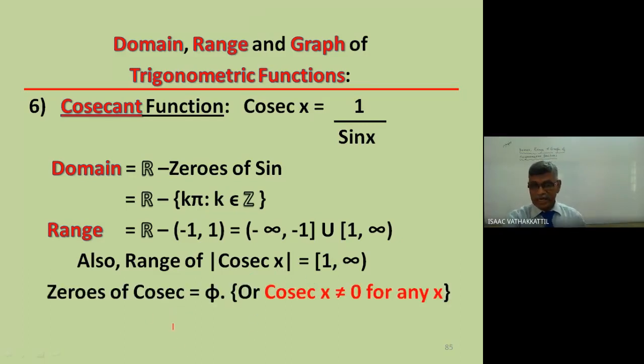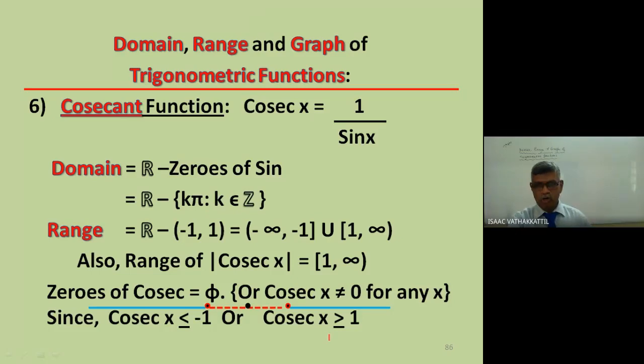Zeros of cosec x is again the null set because cosec x cannot be 0. Cosec x cannot be any value between minus 1 and 1. It will be either less than or equal to minus 1 or more than or equal to 1. No value between minus 1 and 1 will be assumed by the cosec function. So be careful about the range of the cosec function: 1 or more, 1 can be included, or minus 1 or less.